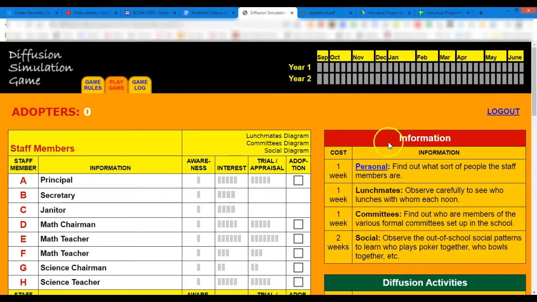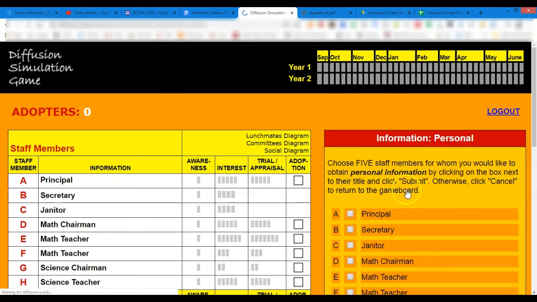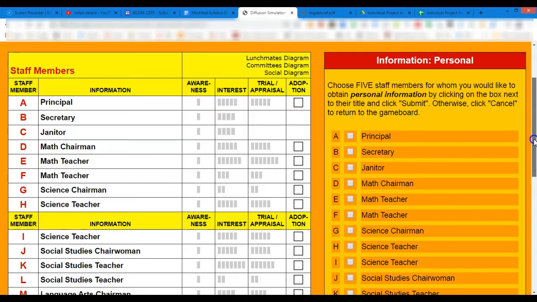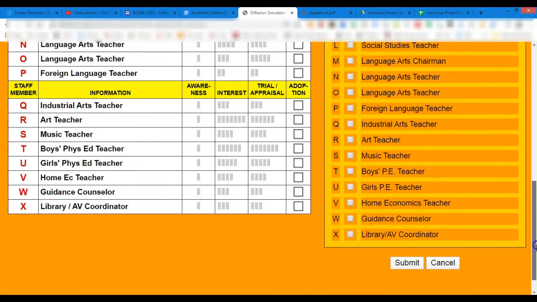Now, each task you do would cost you a week or more. For example, information. You can see here, if you want personal information, to find out what sort of people the staff members are, let's say, click OK. I want to find information, personal. Now it asks you want information about whom? Do you remember? If you want to promote a campaign, you need to understand your audience. In order to understand your audience, you need to check their background. What is their degree? What are they doing? What is their availability time?